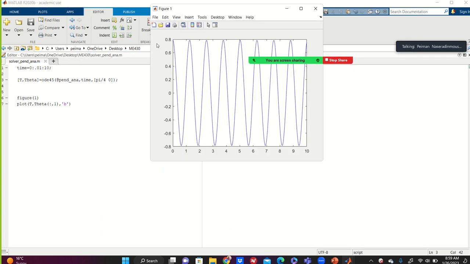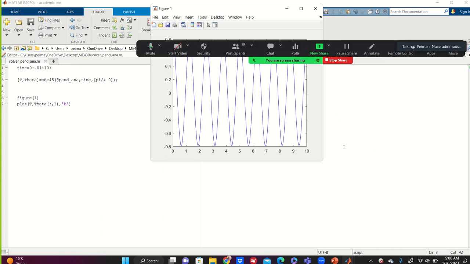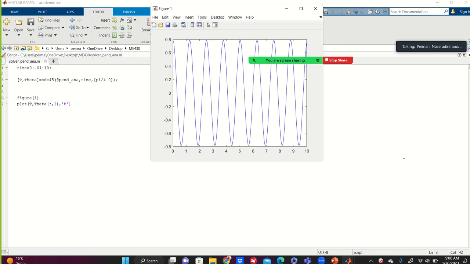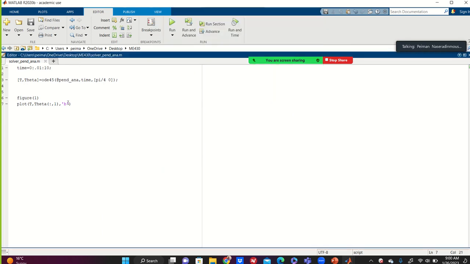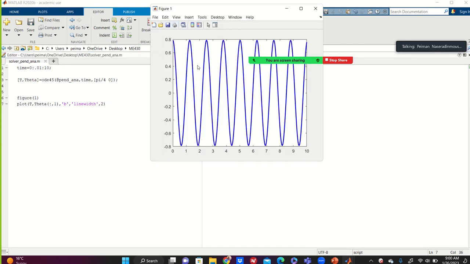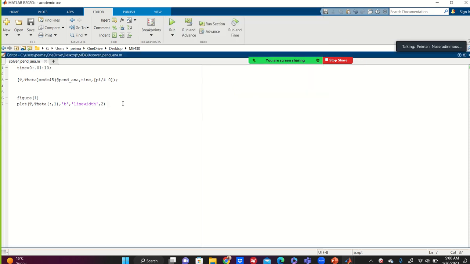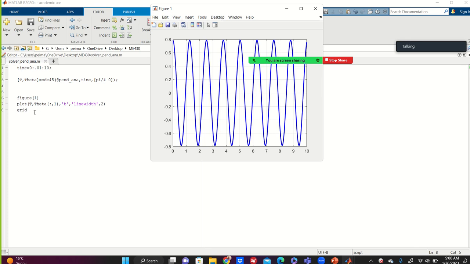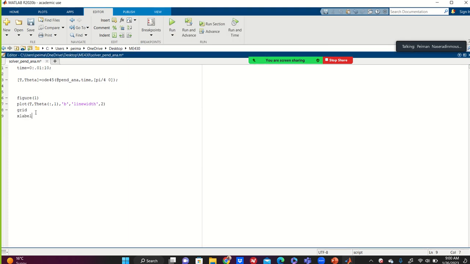Oh, exactly as we expected. These are in radians, the y-axis, and this is time. And it oscillates forever, as we saw in the analytical solution. Now you can play with that. You can say, okay, line width, line width is 2, make it more visible. See here, guys, here we go. And then you can say grid it, because I want to have a scale. Here we go. And then you can say xlabel. The xlabel is time.